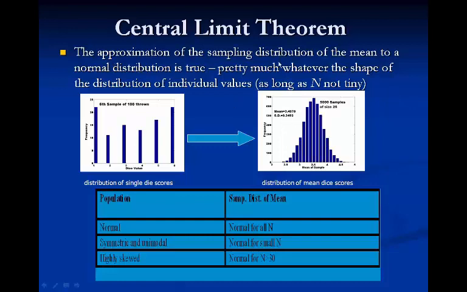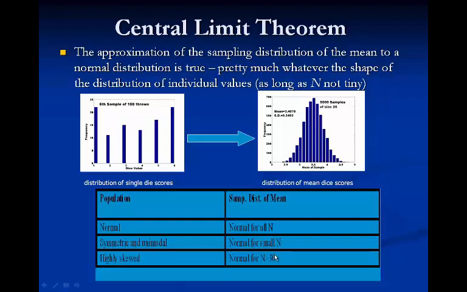So this approximation of the sampling distribution of the mean to a normal distribution is true pretty much whatever the shape of the distribution of individual values, as long as n is not tiny. As long as it's certainly of the order of 25 or more, it tends to work out. So if the population is normal, the sampling distribution of the mean is normal for all n. If it's symmetrical and unimodal, like something that's not normal, like a dice distribution, it'll be normal for small n, and even for reasonably highly skewed distributions, it'll be normal when n is greater than 30.